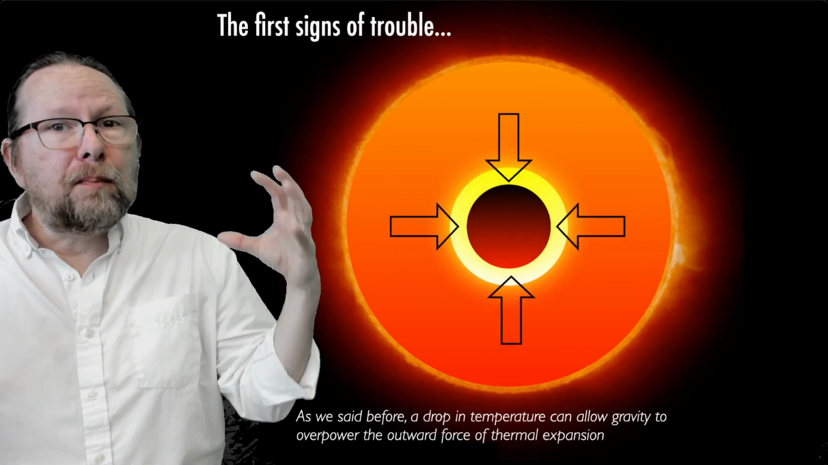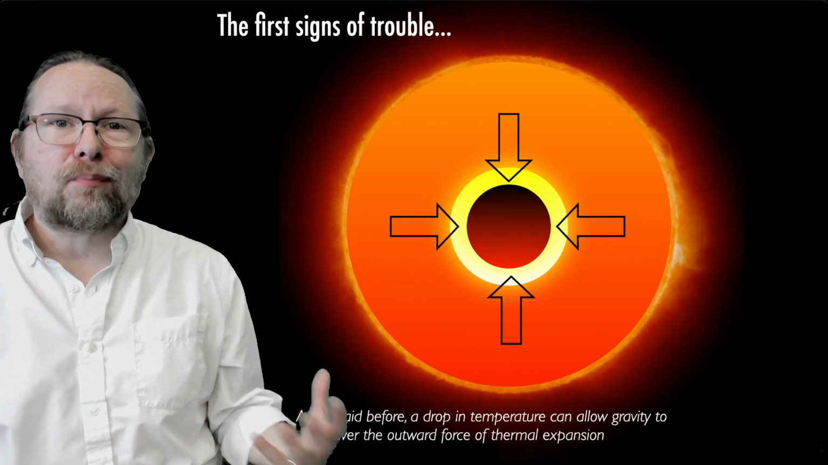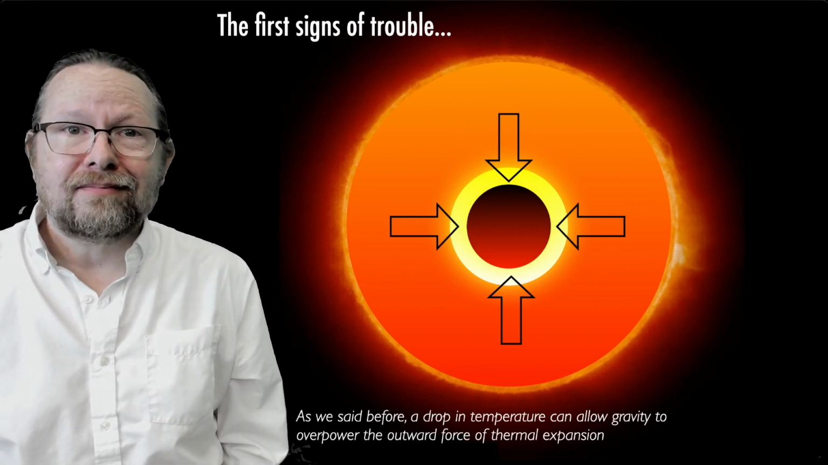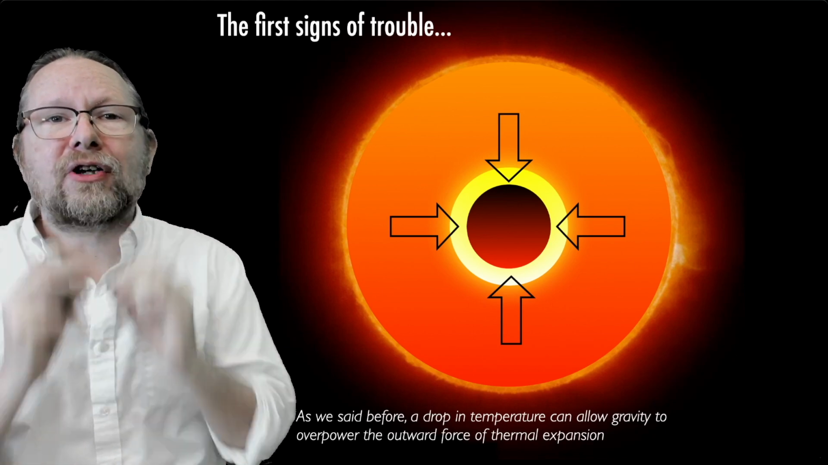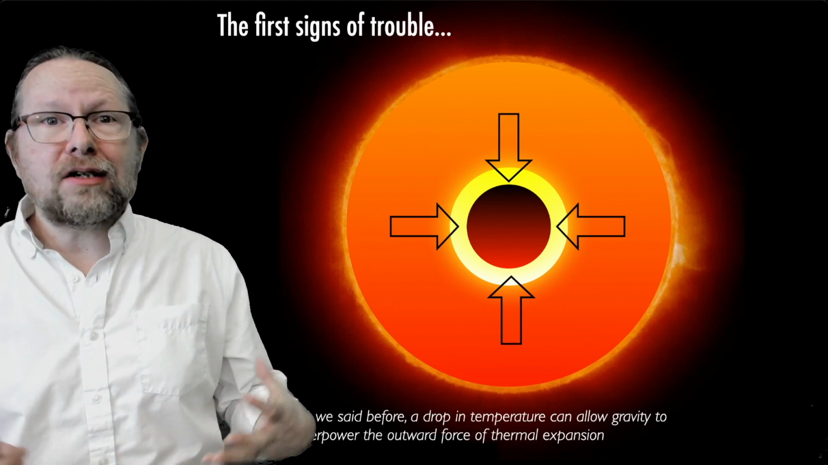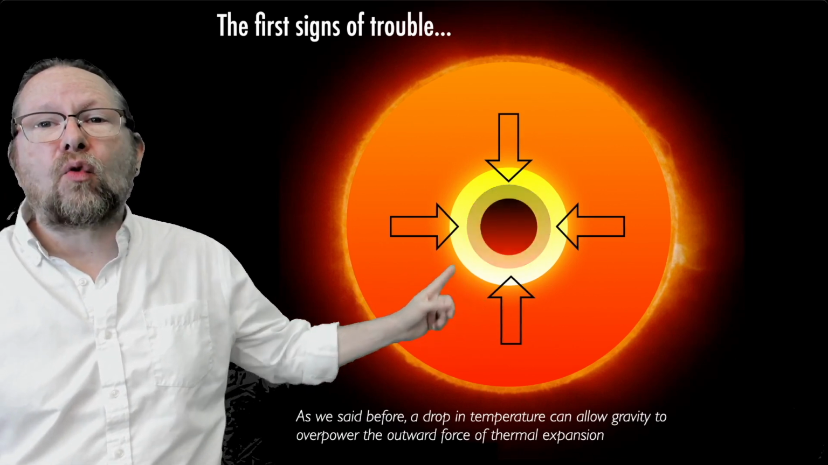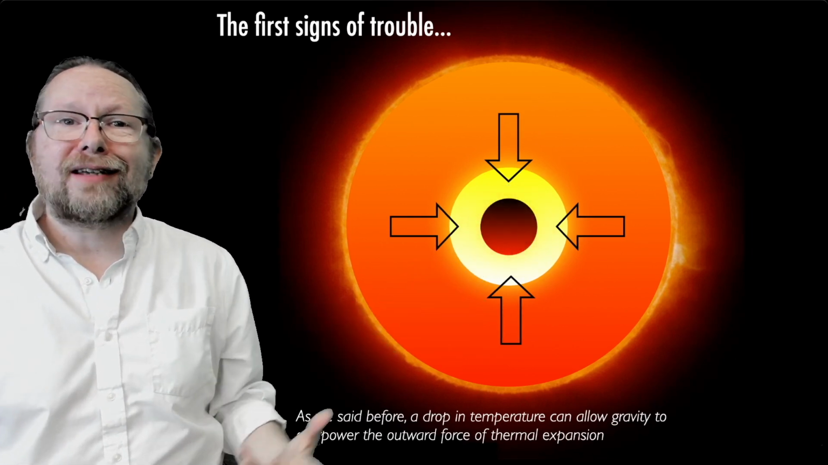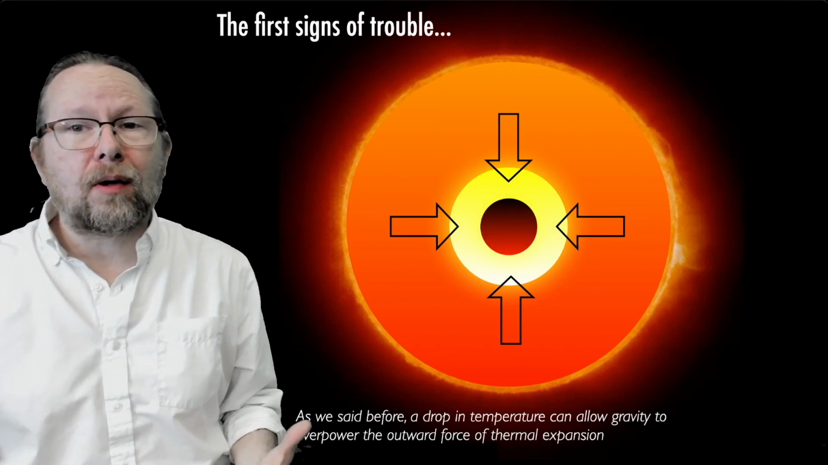This will compress the core and squeeze it. When you compress a gas, it heats up. So this compression of the helium-rich core will now cause an increase in temperature. And that increase in temperature will happen in the region around the core, causing it to heat up. So you see that this balance starts to shift to a new normal.